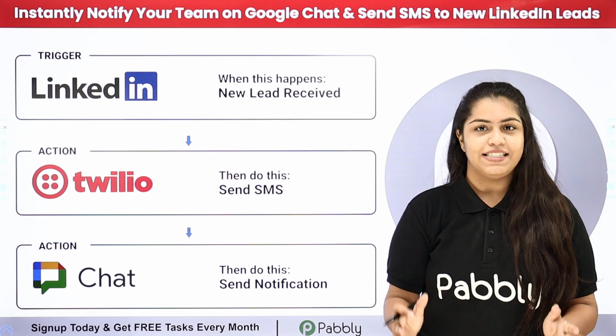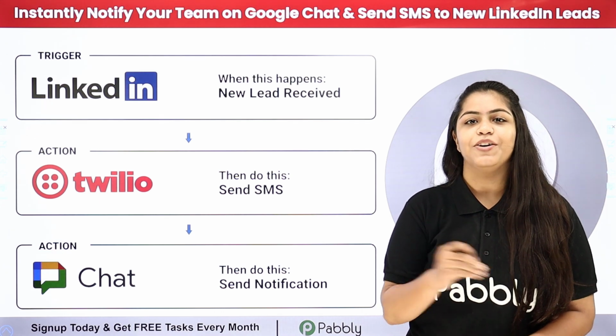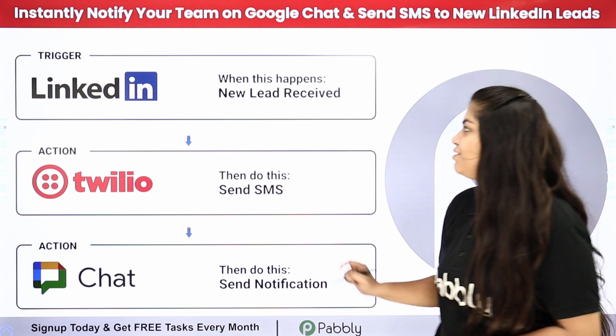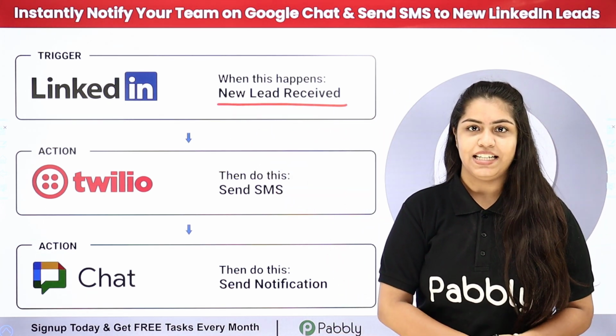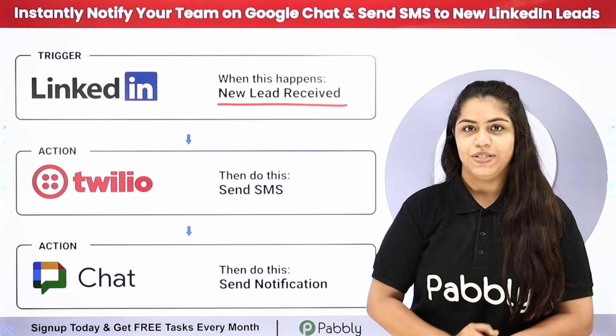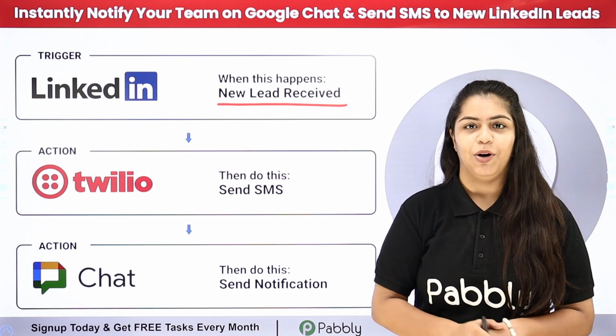So here, I'm doing the same. I manage the lead generations for a digital marketing agency and we use LinkedIn to generate new leads for our business. So now what I want is that as soon as a new lead is received through LinkedIn, automatically with the help of the same lead details, an automated SMS should be sent to my lead so that I don't lose a connection of my lead. And also my team on Google Chat should be notified about the new lead.